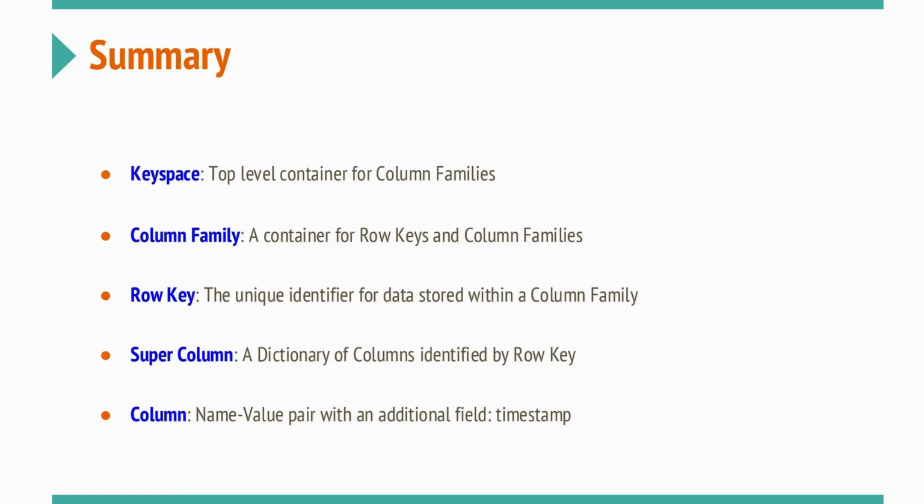So let's quickly summarize the structure. At the top, we have the key space. Inside a key space, we have one or more column families. Inside a column family, we have rows, each identified by a unique row key. A row can contain columns, which are simple name-value pairs with a timestamp. Or, for more complex structures, a row can contain supercolumns, which are themselves collections of columns.